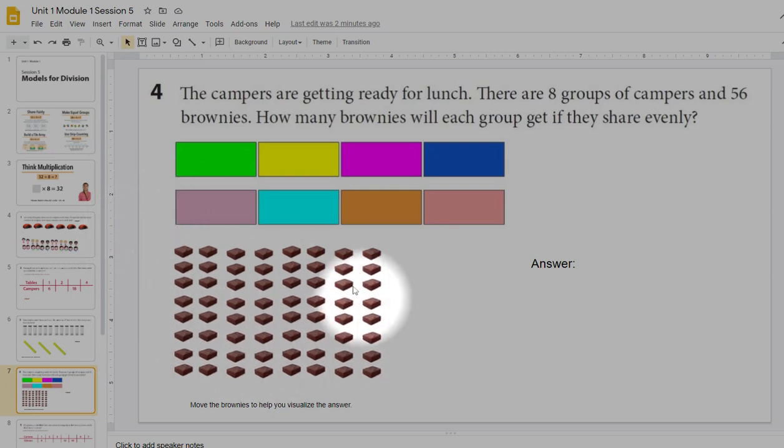And here's your 56 brownies. These don't move. These brownies move. You can drag them up to help you and then do your answer right here.